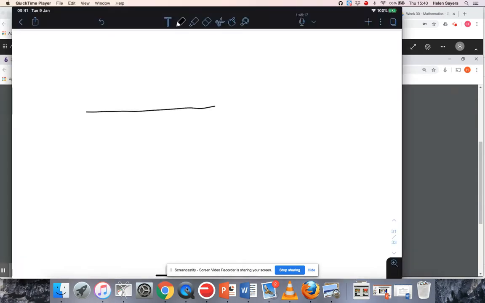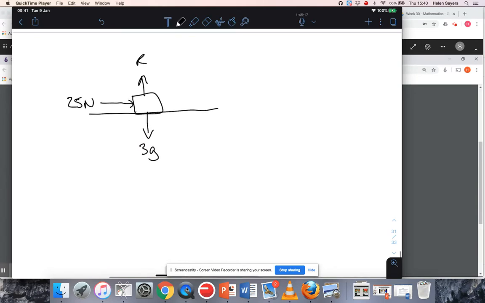So there's my surface. There's my 3 kilogram box, so the force is 3g, and there'll be a reaction. There's a 25 Newton force applied to it, and friction, and I'm just going to label friction as mu R because that's the calculation we're going to use. Okay, so first thing I need to work out is what acceleration that force is going to create.